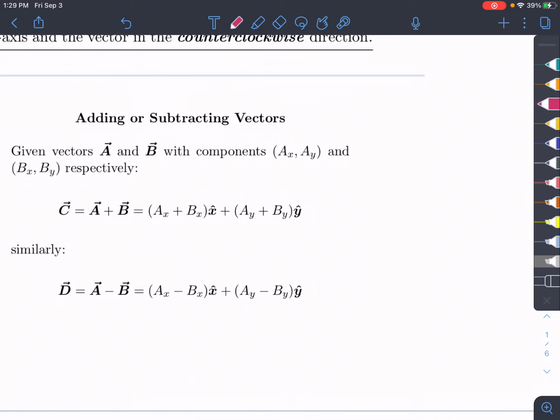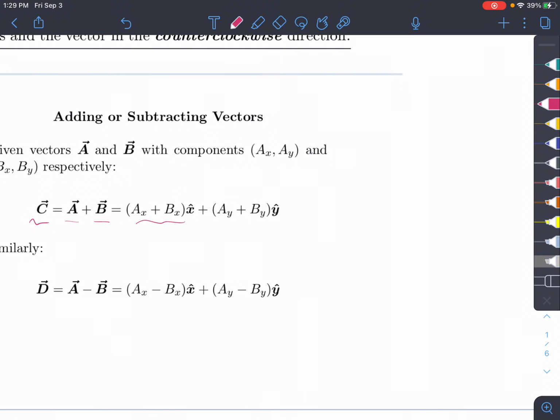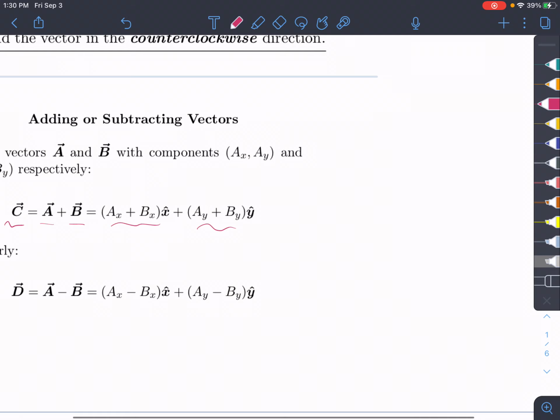So what this is saying here is I have some vector C that's going to be A added to B. So when I add my two vectors, I need to add all of the x components together and then all of the y components together. So say I have a vector A, and I have 1 in the x hat plus 2 in the y hat.